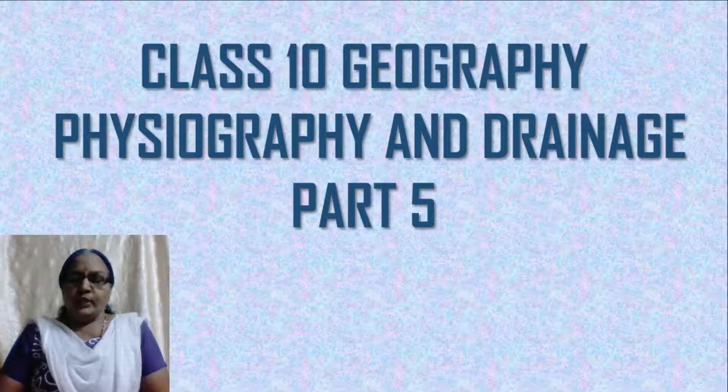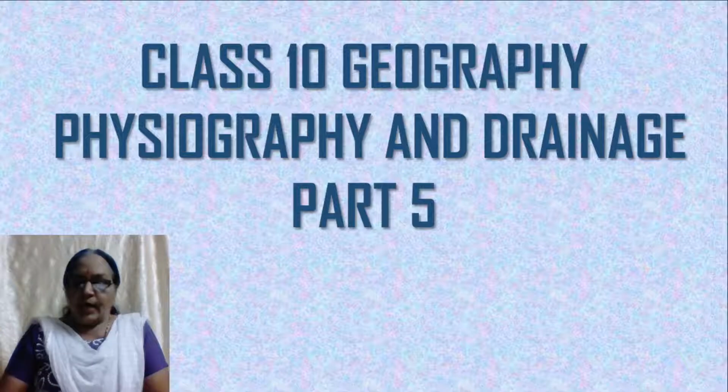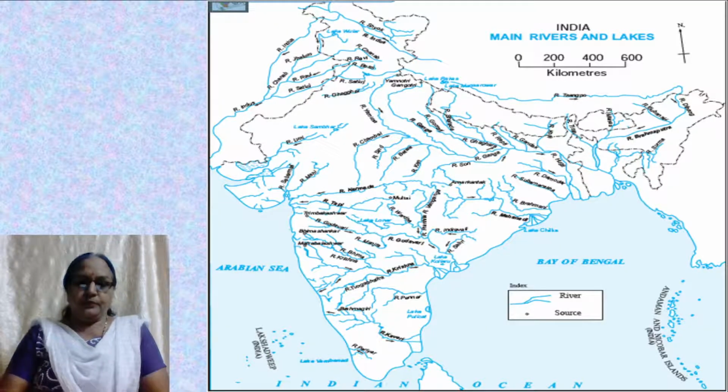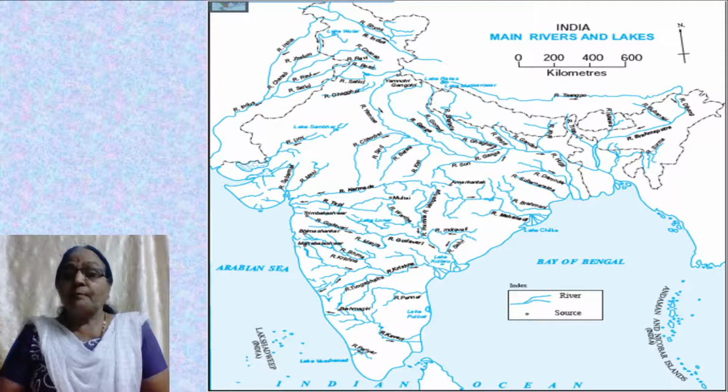Now here we are going to study the drainage of India and Brazil. Look at the map here, which shows the main rivers of India. We have classified rivers as North Indian rivers and Peninsular rivers.